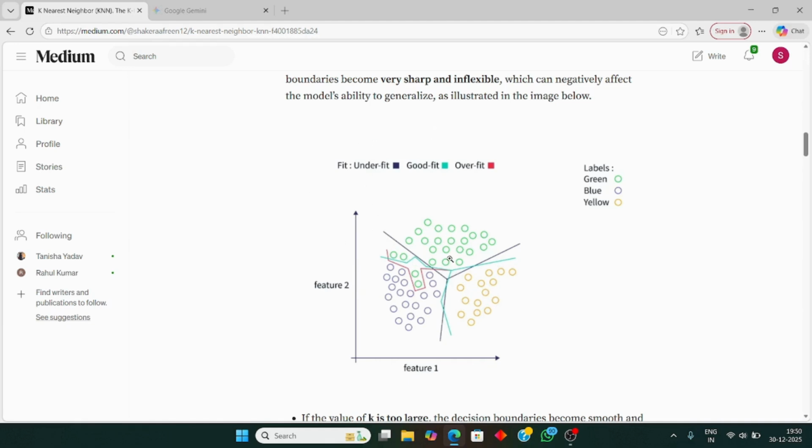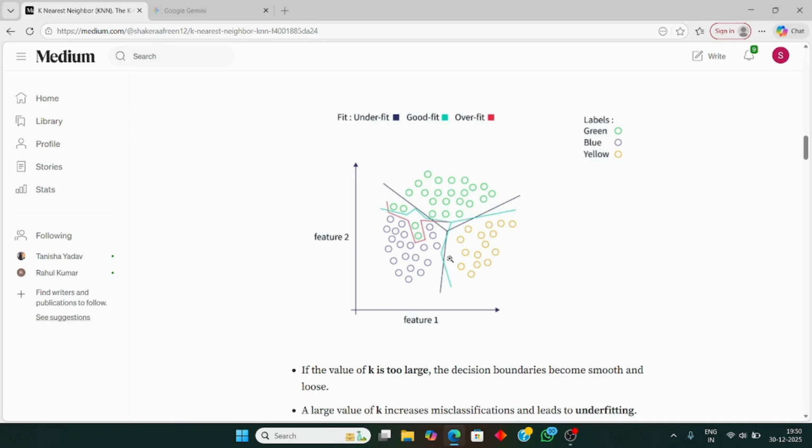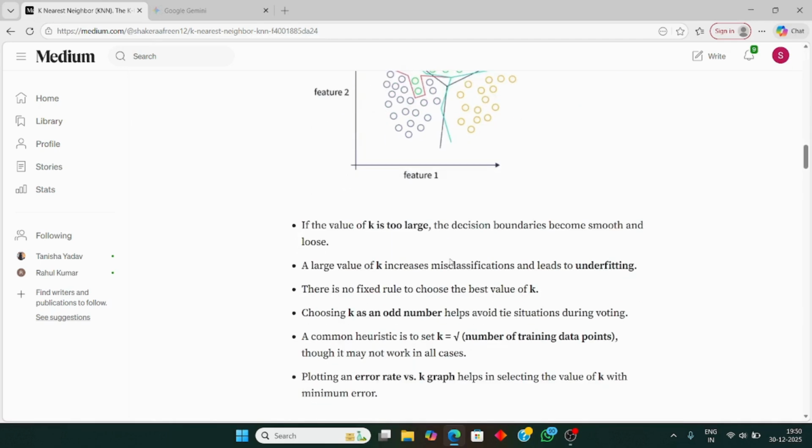What is underfit? Underfit is when our model is not working well in training, and eventually not in testing either. And what is a good fit? A good fit is generally when our model works well in both training time and testing time.